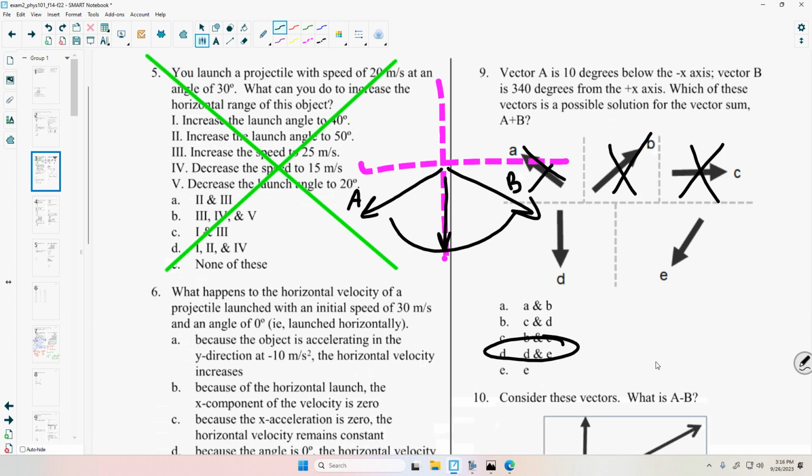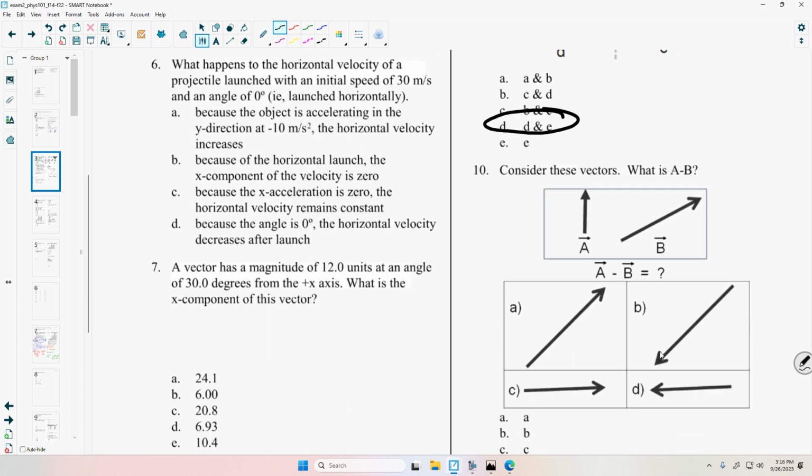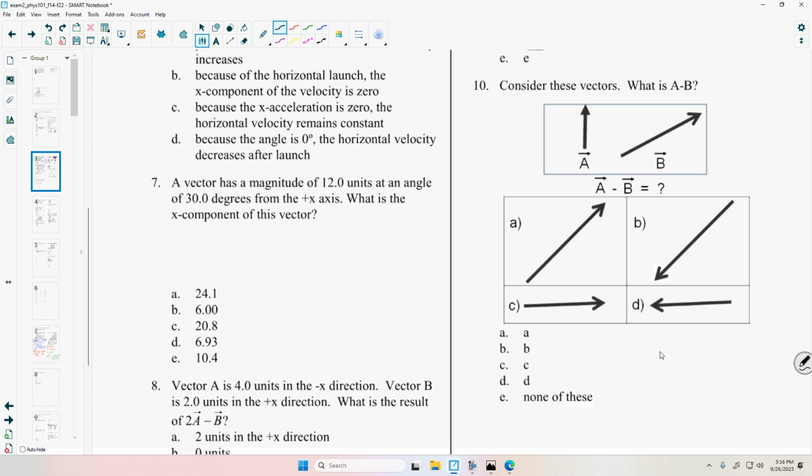And then number 10, which you'll definitely have on the exam, because that's on every exam that I've ever given, is how to do this graphical analysis. What is A minus B? So recognize that it is a negative. That means I'm going to be flipping the direction of the vector B. So I'm going to start with the vector A right there, and then I'm going to draw the vector B, but in the opposite direction. So it's going to look like that. And then the sum of those two vectors, I'll start at the beginning and draw to the end. The sum of those two vectors is going to be that vector, which is represented by arrow D.